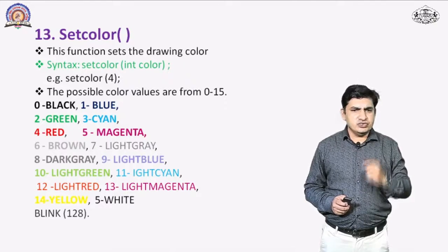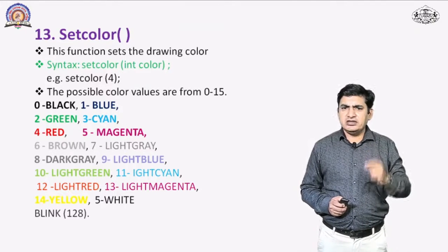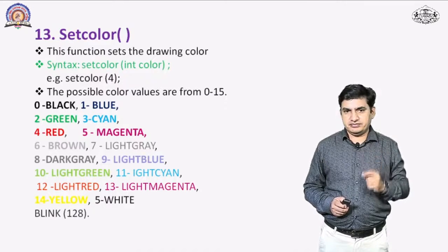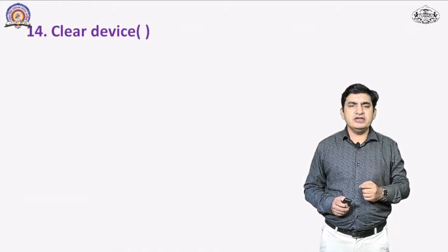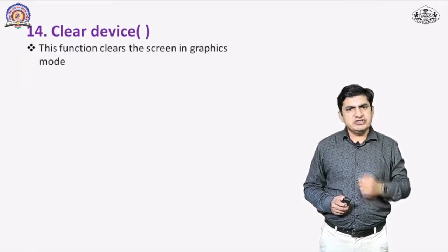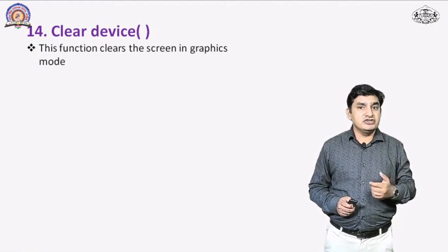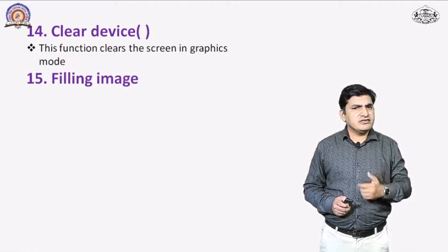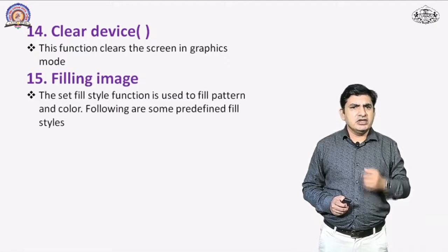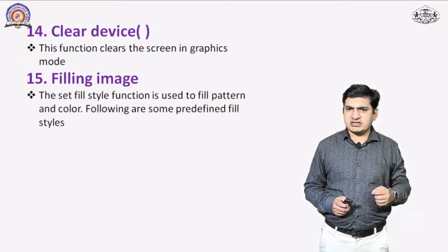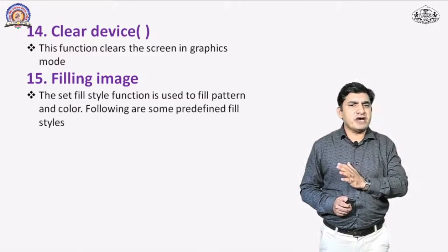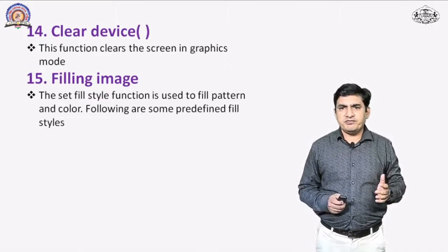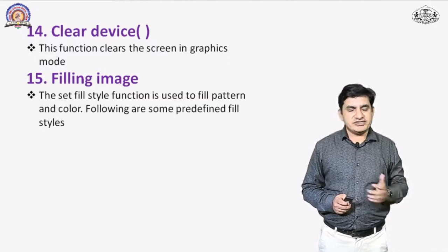128 is used to blink the particular pixel on the screen. Then cleardevice. This function clears the screen in graphics mode. Next is filling an image. The setfillstyle function is used to fill a pattern and color. Following are some predefined fill styles.